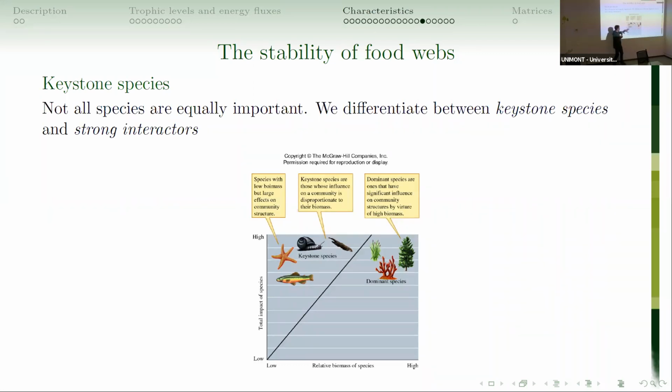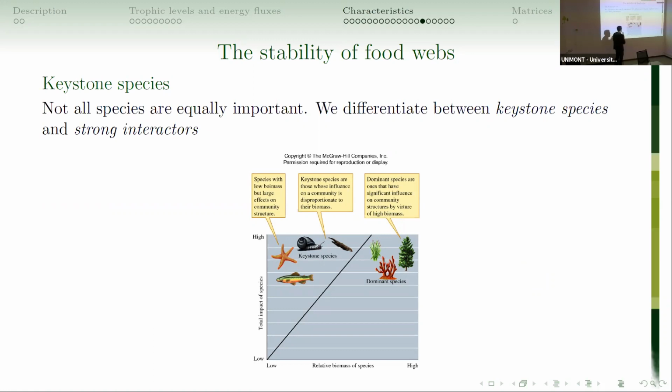And it makes a lot of sense for the dominant species. If you imagine a pine forest has many pines, right? So pine trees are strong interactors because if they disappear, all the community that's related to them will disappear, right? So it's okay.